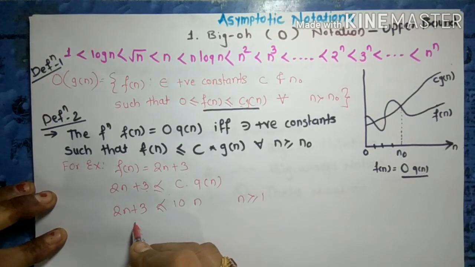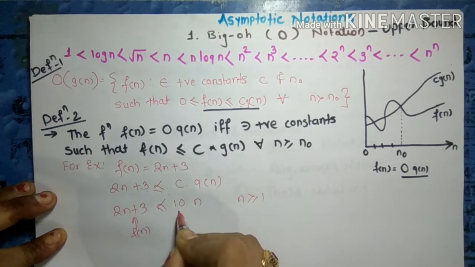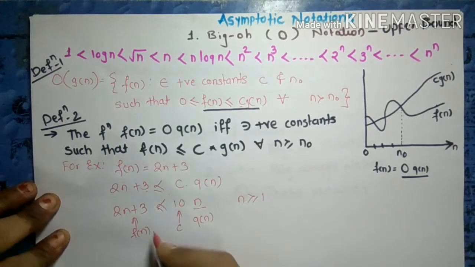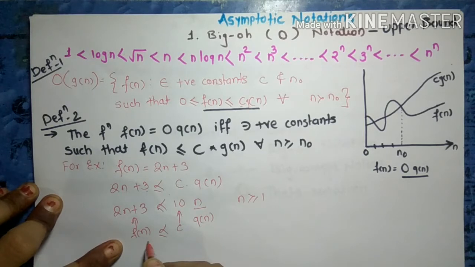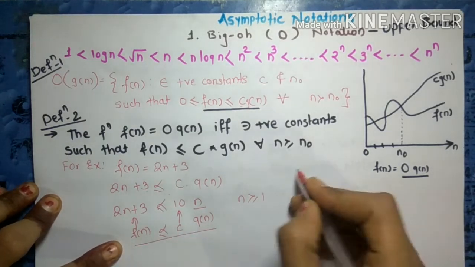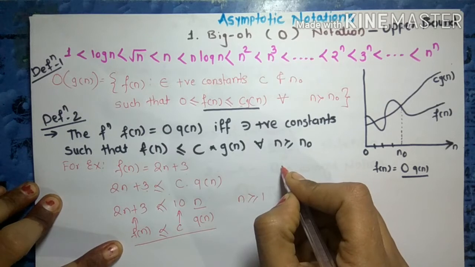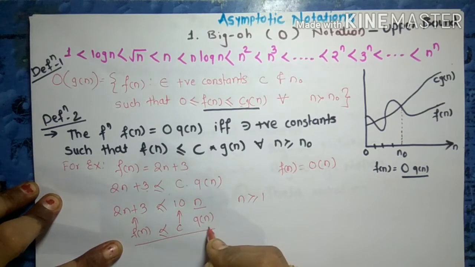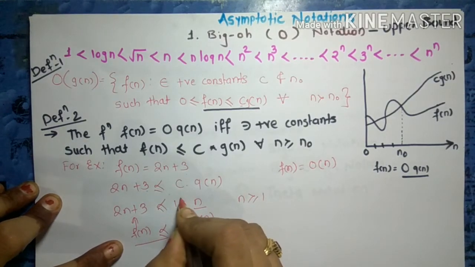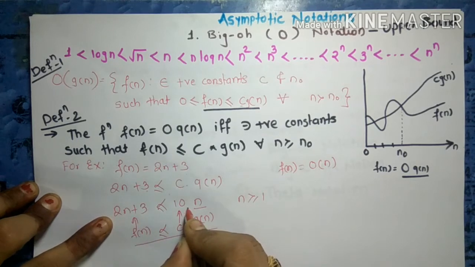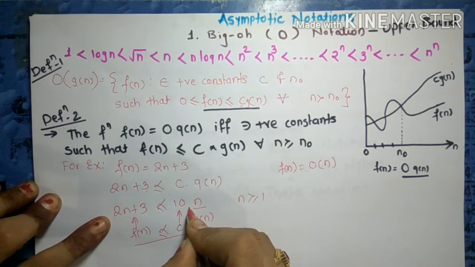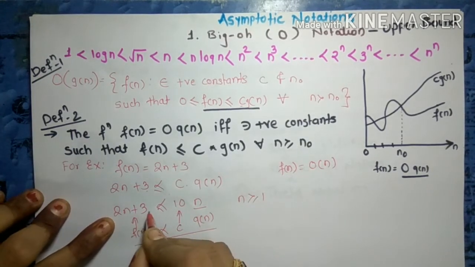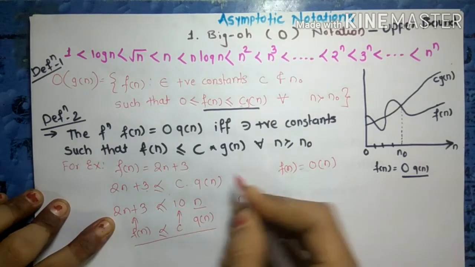So this one is our f of n, this one is our constant, and this n is acting as a g of n. So f of n is less than or equal to g of n here. This satisfies our definition, so we can say that f of n is equal to big O of g of n. You can take any constant here. Instead of struggling with what number we have to take here, you can take 7 also, meaning we have to make this side maximum to this side.